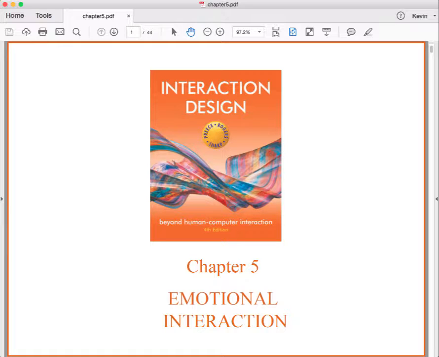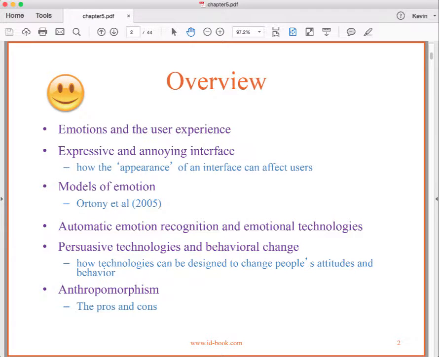Chapter 5 is called Emotional Interaction. So, we're going to take a look at the emotional side here, and this is something that we've talked about in our introductory usability course. So for those of you who have had the introductory usability course, you're not going to be too surprised about these ideas.